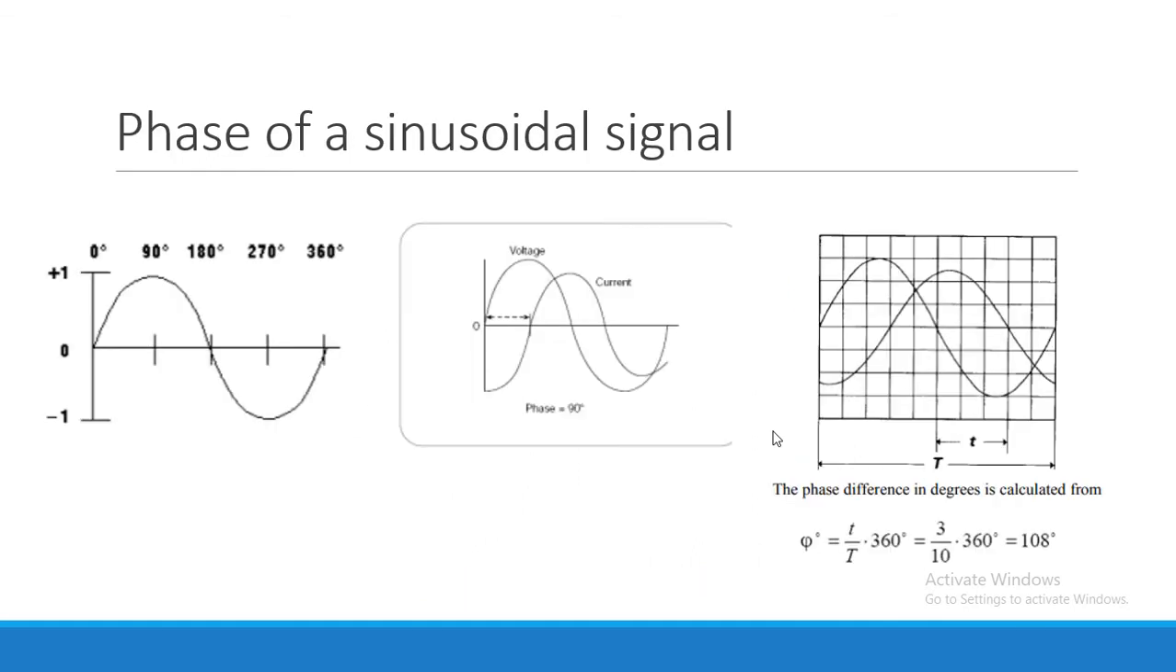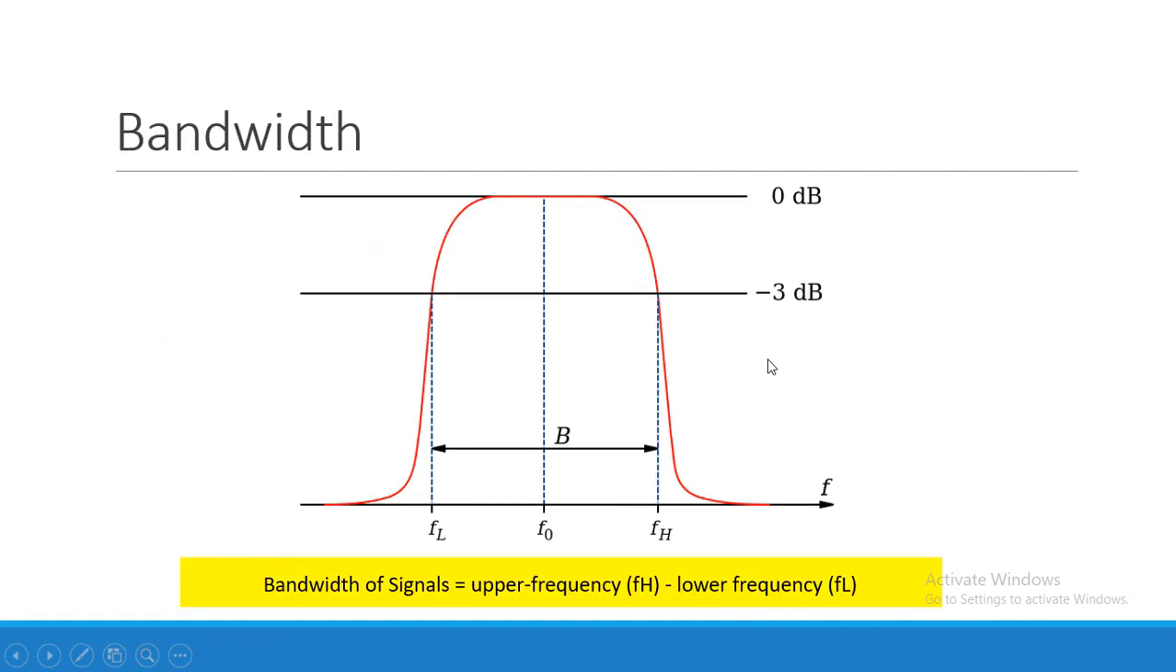Now let's see the phase of a signal. Phase is two or more waveforms which are not aligned together. You can see an example in this image. Now let's move to the next slide.